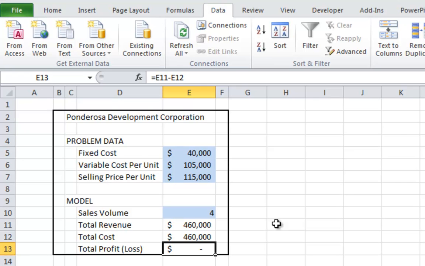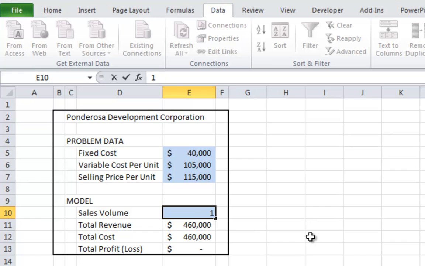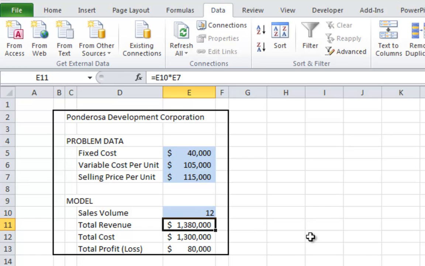The other thing I think we looked at was 12 cottages. How much profit do we make if we have 12? So I can just type in 12, not 132, but 12, and I see I make a profit of $80,000. Right, that's in a month. Remember, all these data points are for a month. So that is how you can use GoalSeek to help you find the break-even point.